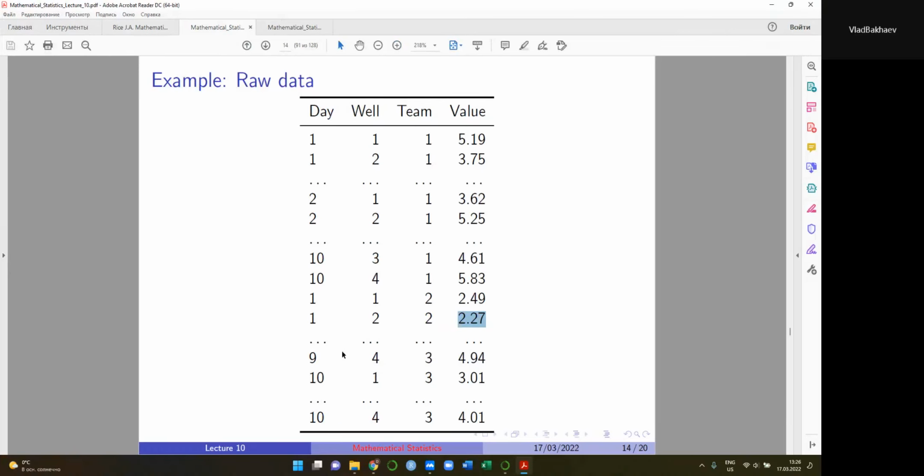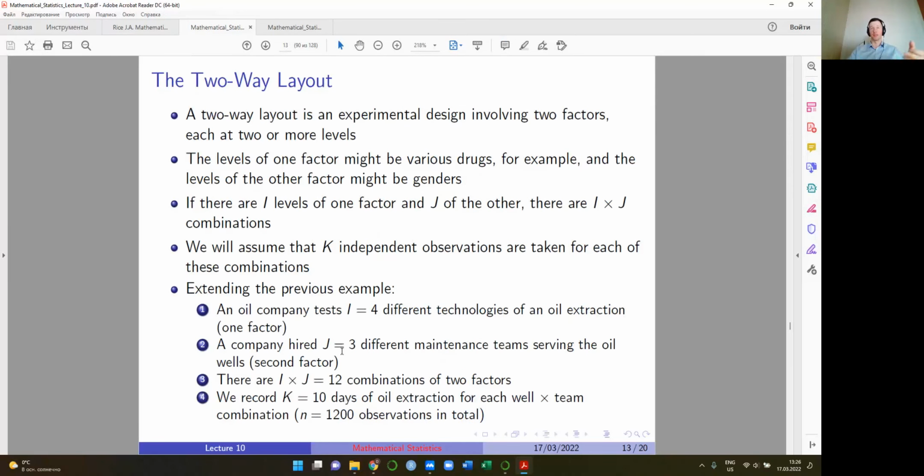So every team, for every factor, for every well, for 10 days. Yes. So basically the most difficult thing is to understand how many observations overall we need, but it's simple, right? No, it's even simpler.